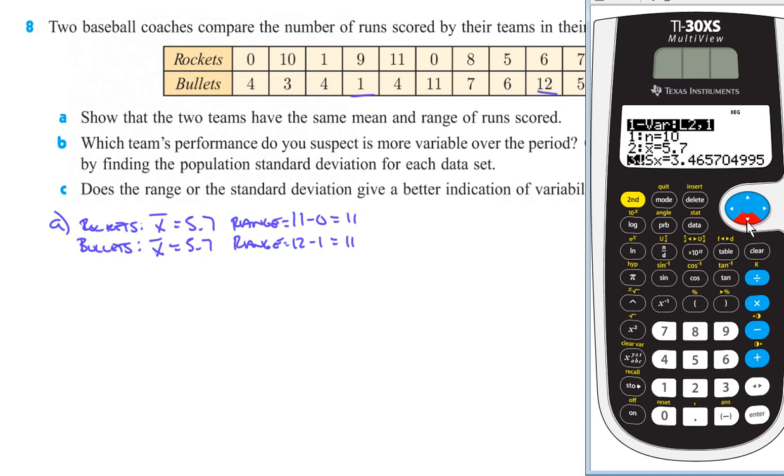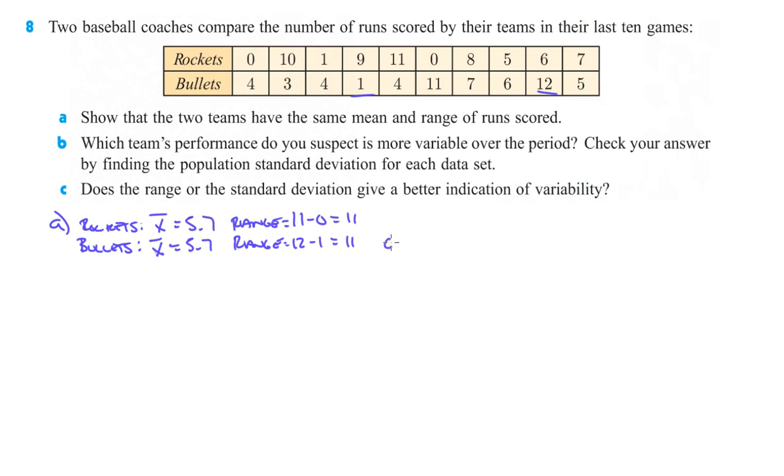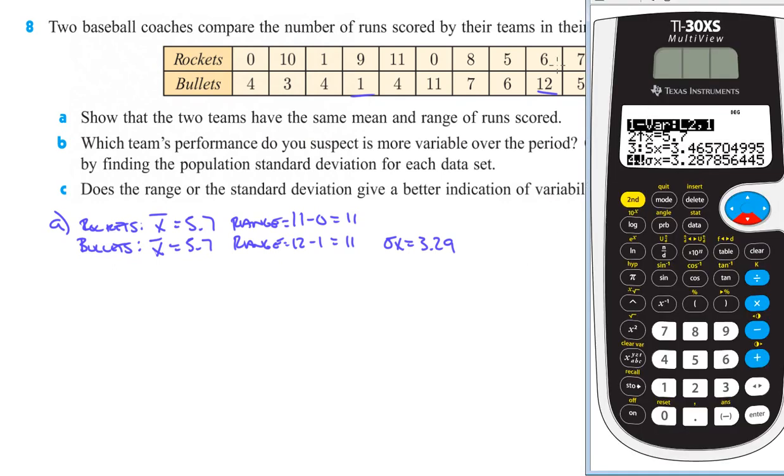So we currently have the B data up here. So the standard deviation for that is 3.29. Standard deviation is 3.29. And then the standard deviation for the Rockets one, we're going to have to go back. Probably could have done that while we had the data up there, but that's no big deal. It's all still in there.